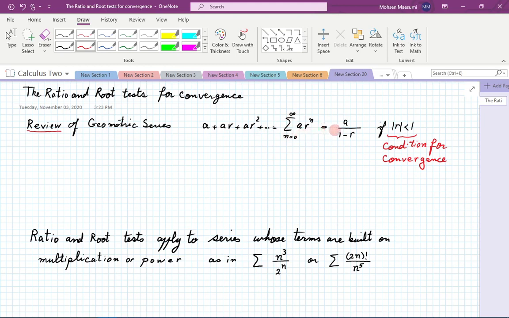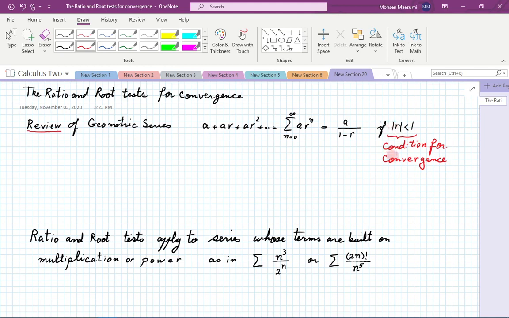Its sum is the first term divided by 1 minus that multiplying factor, provided that the absolute value of that multiplying factor is less than 1. So that's the condition for convergence of the geometric series. This is the crucial thing that connects to what we have in mind right now.